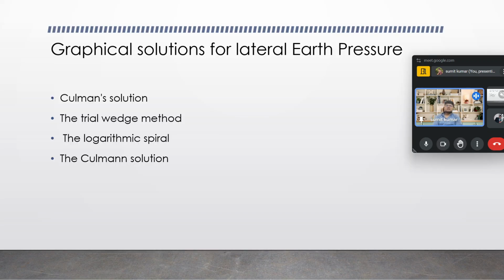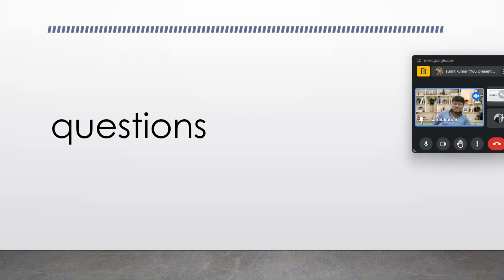Now we move to the graphical solution for the lateral earth pressure theory. That includes the Culmann solution, the trial wedge method, and the logarithmic spiral method. The log spiral is also mentioned on the chart when you see the first slide. The Culmann solution is also one of the solutions, but that is also not part of our consideration. So we will skip those things and move to the questions.